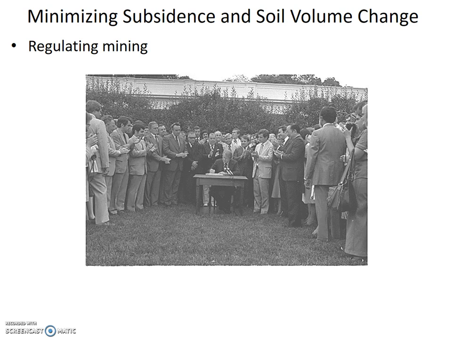Subsidence due to mining can be minimized through regulation and good engineering. The picture is of President Jimmy Carter doing some mine regulating. This can and does save lives on the surface and in the subsurface. I'm just saying, I think dying in a collapsed mine might be my least ideal way to go.